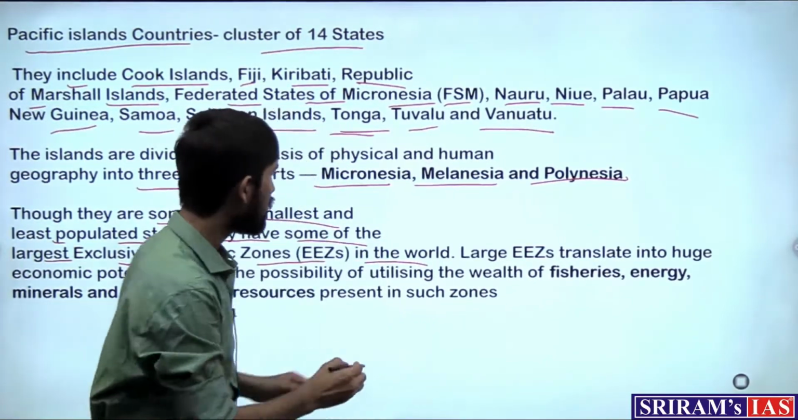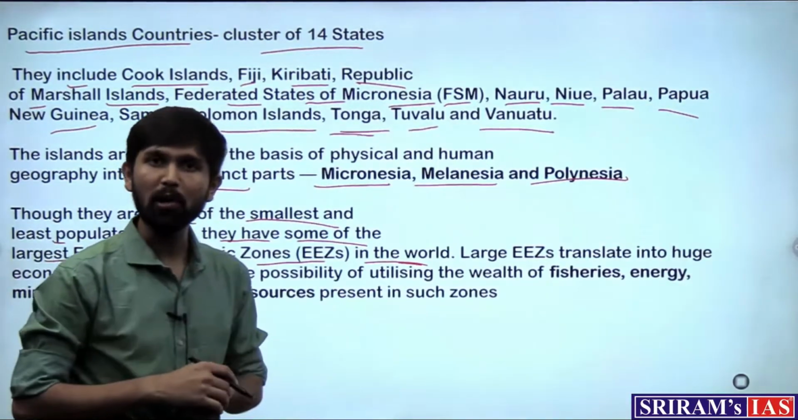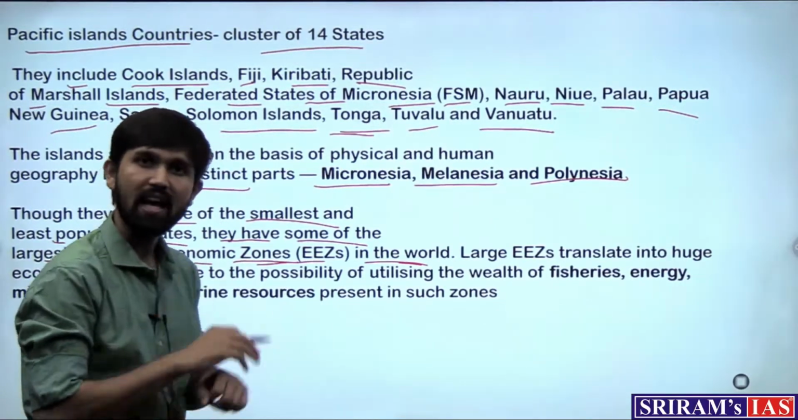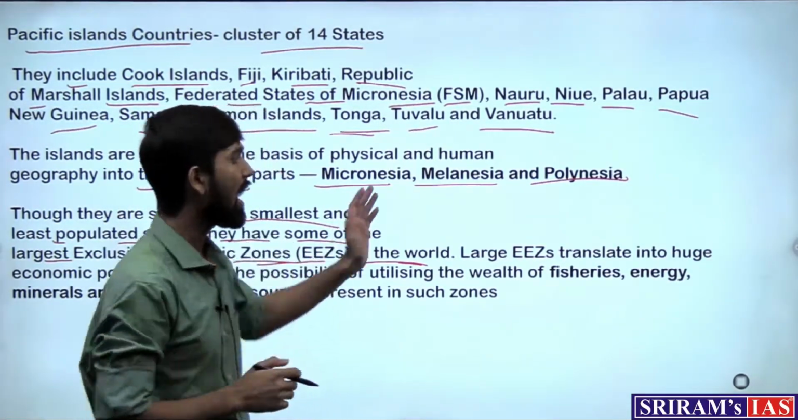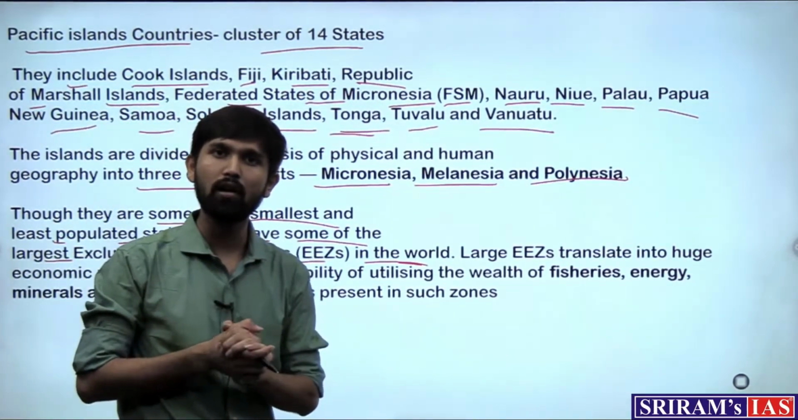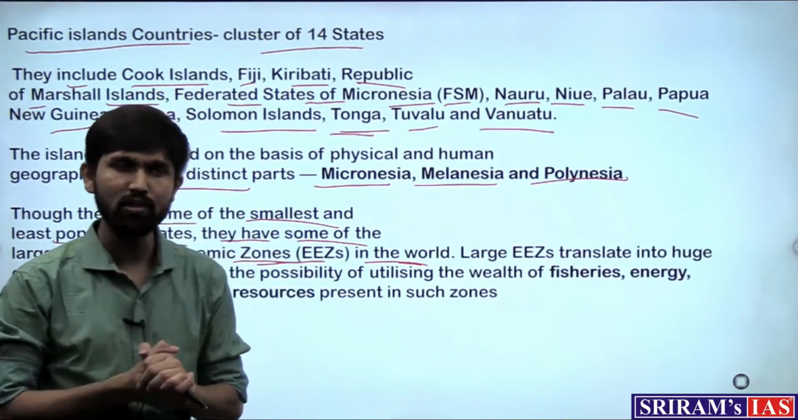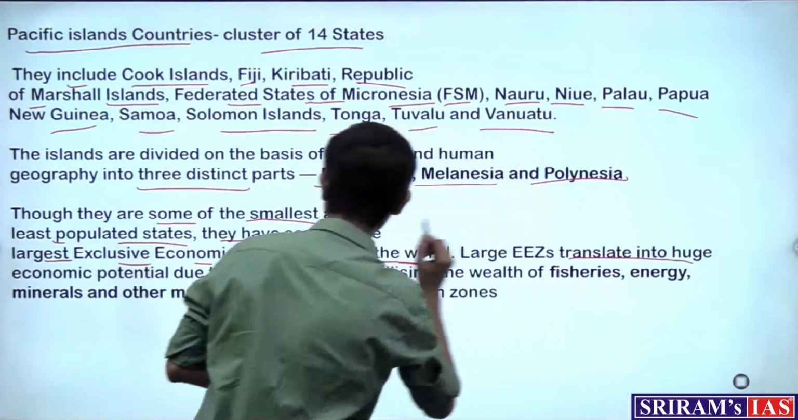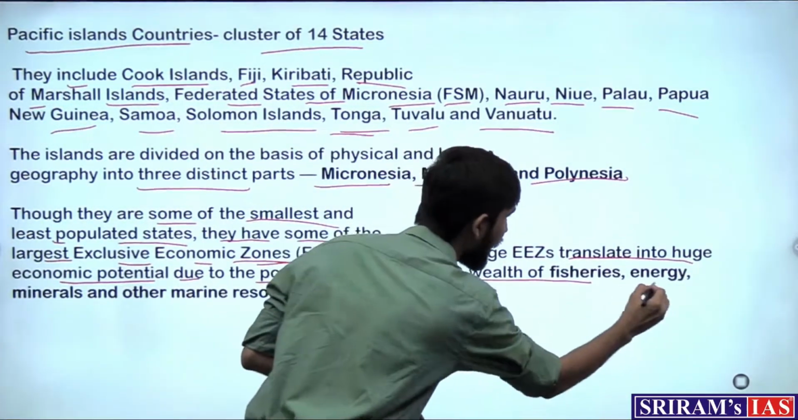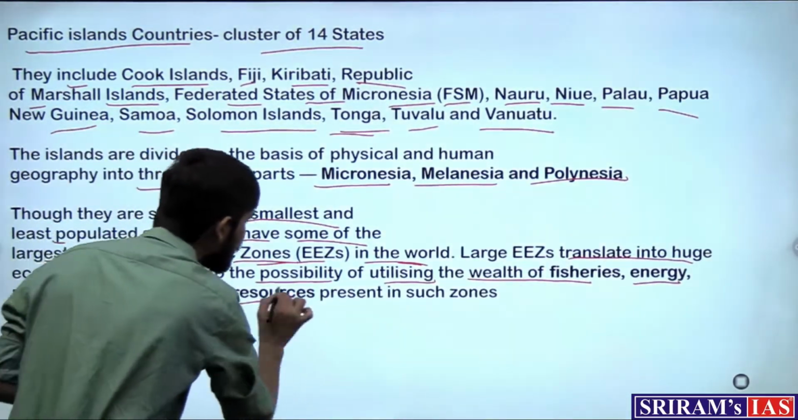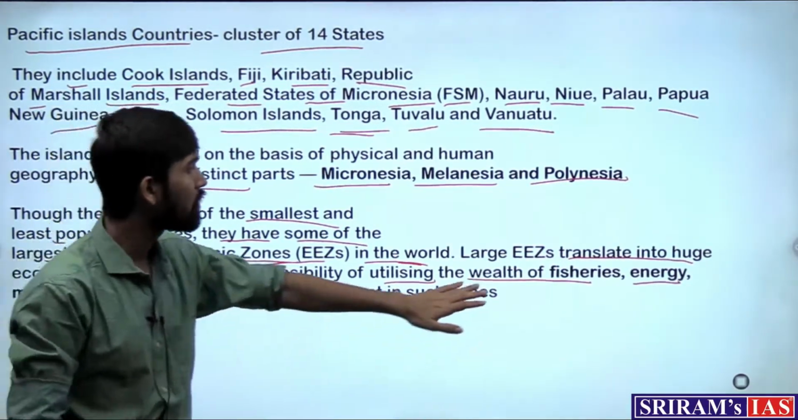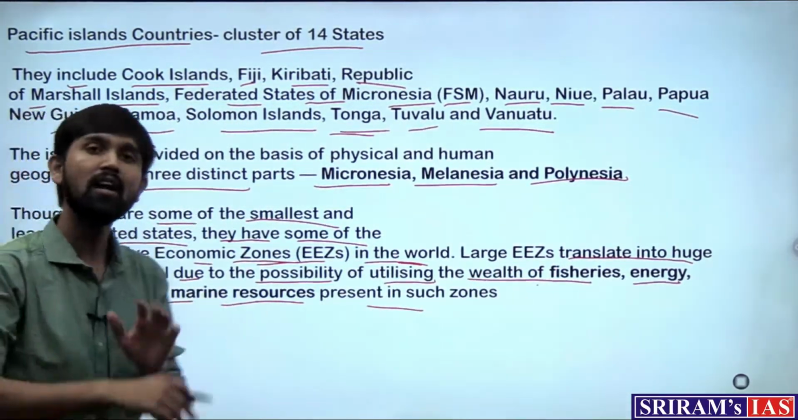So this is when 200 nautical miles are measured from the shores, and that becomes an exclusive economic zone for these countries. And these island nations, though small, have very large exclusive economic zones. And when some countries have large ocean resources, that translates into huge economic potential due to the possibility of utilizing the wealth of fisheries, energy, minerals and other marine resources present in such zones. So these island nations sit on extremely valuable fishery resources, energy resources and marine resources.